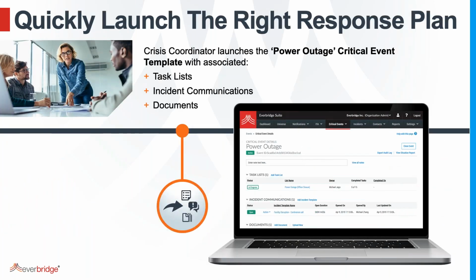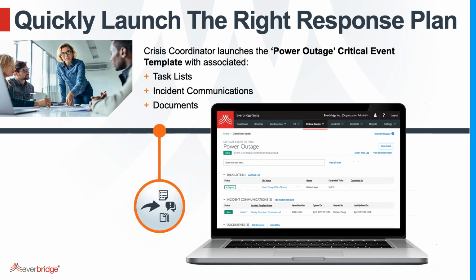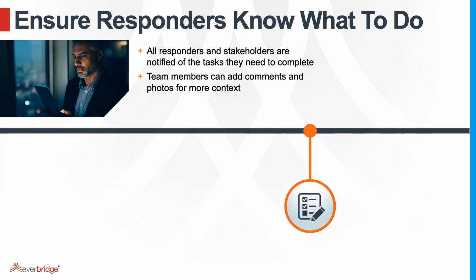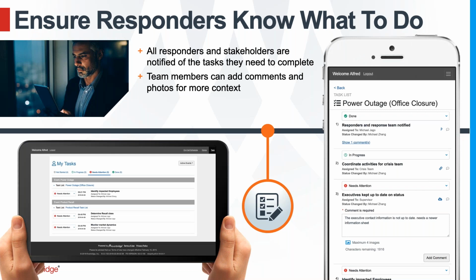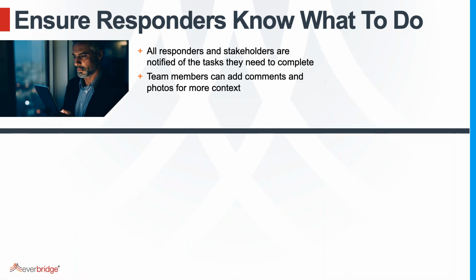So again, you can have a separate critical event template that's focused on a power outage, with task lists, queued up communications, and any required documents associated with that. And again, all responders and stakeholders are notified of any tasks that need to happen, and that can be issued out through these task lists that are available through the mobile app, or on mobile devices through a web interface as well.